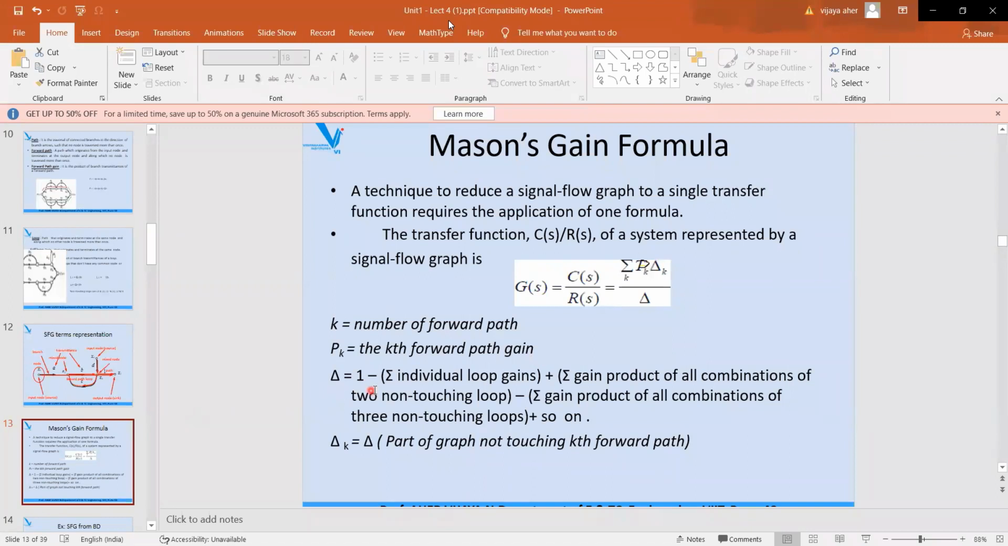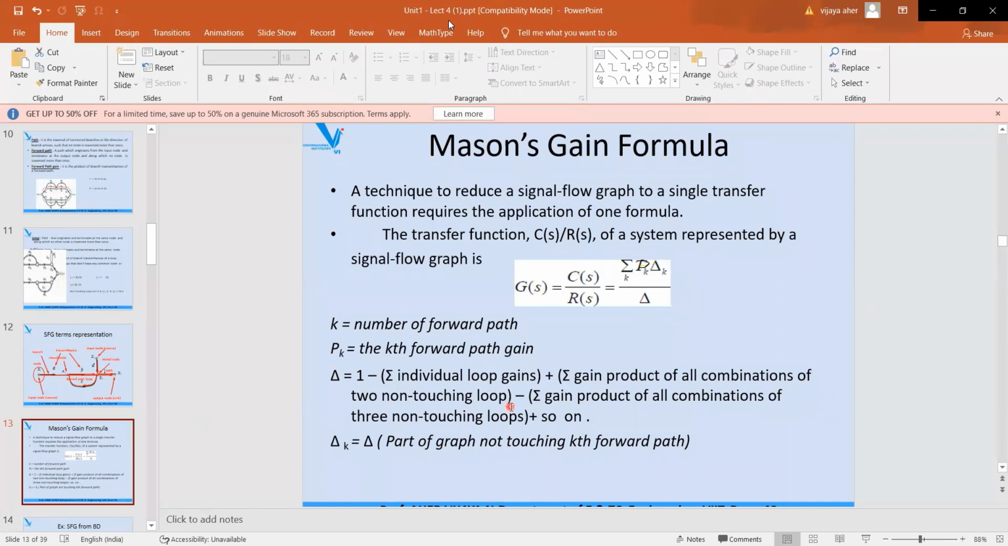सो डेल इज नथिंग बट 1 मायनस, यू आर सपोज टू राइट दिस इक्वेशन, 1 मायनस इंटू ब्रॅकेट समेशन ऑफ इंडिव्हिज्युअल लूप गेन. आपण इंडिव्हिज्युअल लूप फाइंड आउट केले त्याचे गेन बघितल्यात. सो गेन ऑफ ऑल दिस इंडिव्हिज्युअल लूप्स समेशन, समेशन ऑफ इंडिव्हिज्युअल लूप गेन, प्लस दुसऱ्या ब्रॅकेट मध्ये काय आहे बघा, समेशन ऑफ गेन प्रोडक्ट ऑफ ऑल कॉम्बिनेशन्स ऑफ टू नॉन टचिंग लूप्स, ब्रॅकेट कंप्लीट.